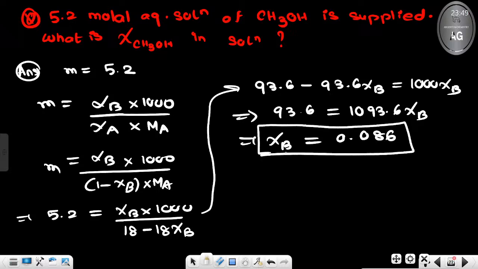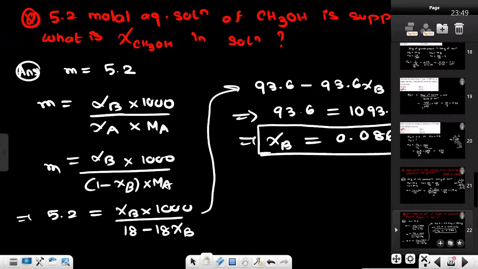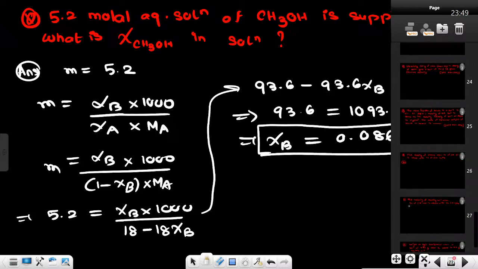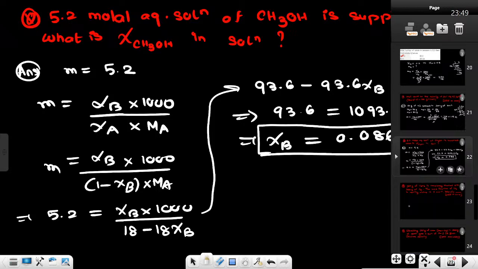Okay, clear? Understood? What did we do? We were supposed to find out the mole fraction. So what we did is, we transferred the mole fraction of water in terms of mole fraction of CH3OH, so that I can get one variable, and solving one variable using one equation is quite easy. So we have done that. Alright. Next question. We have plenty more questions.